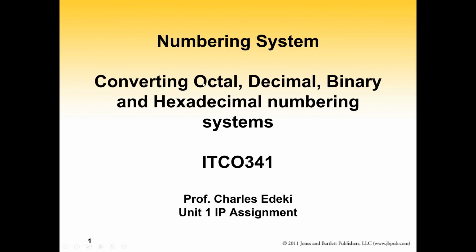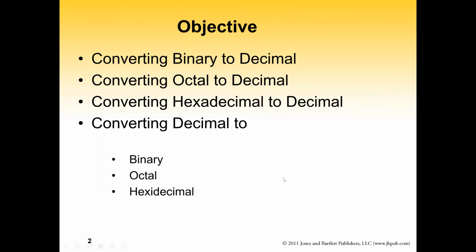In these lectures, we are going to discuss the numbering system. For example, how to convert octal, decimal, and binary, and also the hexadecimal numbering system. Again, this is the ITCO341 class. So our main objective is converting binary to decimal, also converting octal to decimal, hexadecimal to decimal, and also the opposite, converting decimal to binary, octal, and hexadecimal.